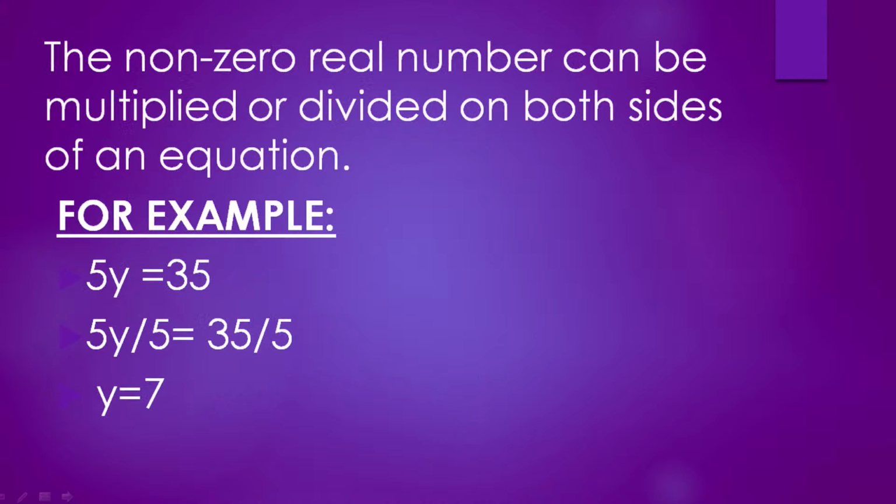Now, a non-zero real number can be multiplied or divided on both sides of an equation. As we have seen for addition and subtraction, we can do here 5y is equal to 35. So I want to get rid of that 5 as a coefficient along with y, right? So how can I get rid of that? I will divide both the sides, LHS and RHS, by 5. As a result, only y will be there on the left hand side, and we get the value of y.